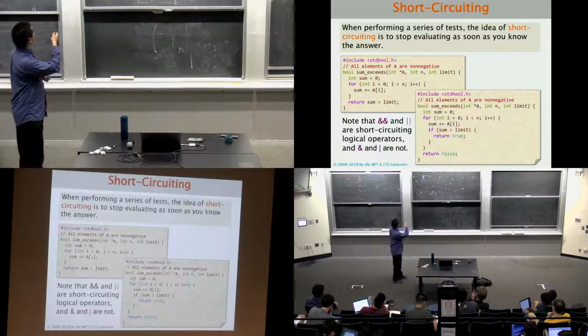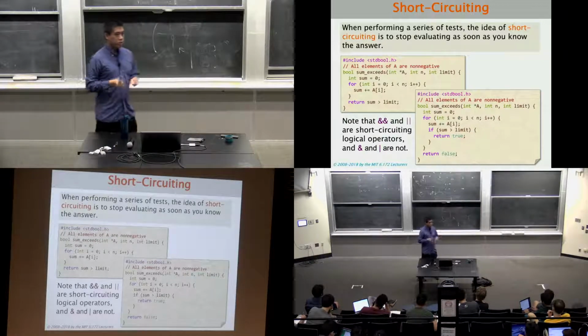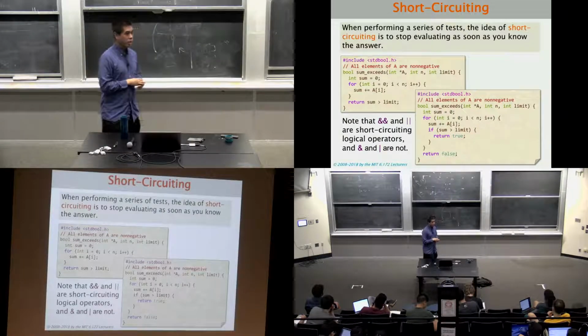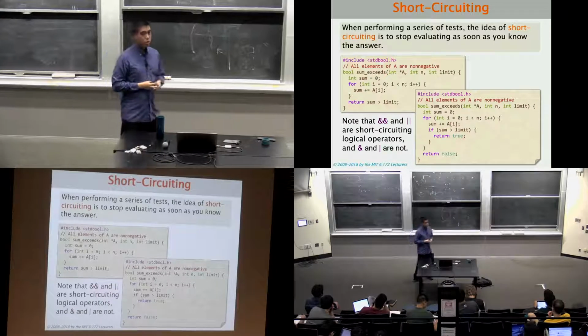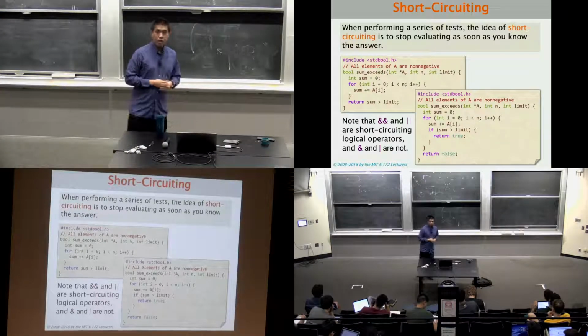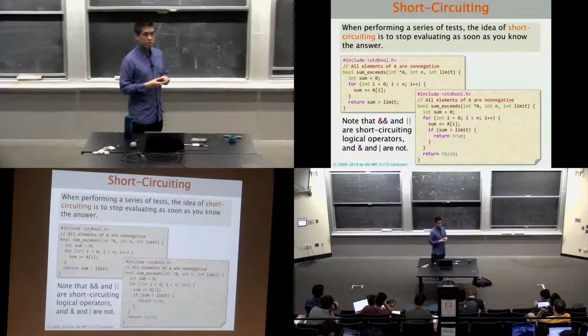In contrast, if you just have a single ampersand or a single vertical bar, these are not short-circuiting operators. They're going to evaluate both sides of the argument. The single ampersand and single vertical bar turn out to be pretty useful when you're doing bit manipulation, and we'll be talking about these operators more on Thursday's lecture.